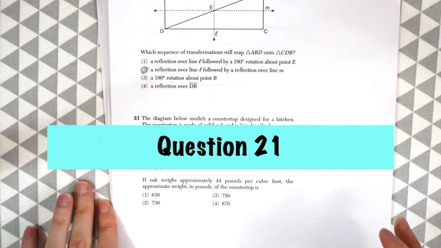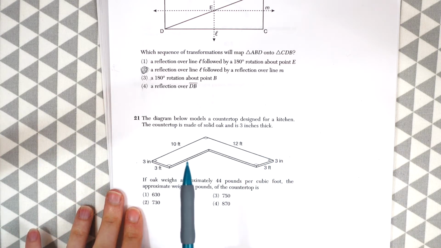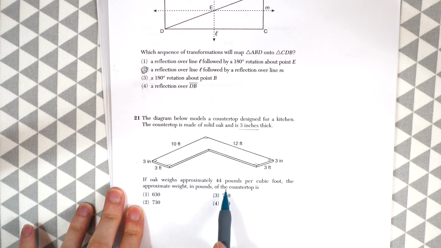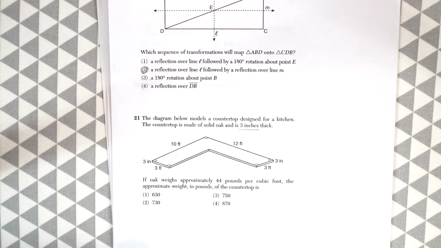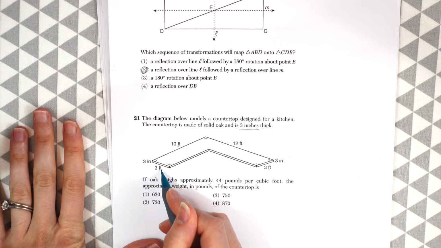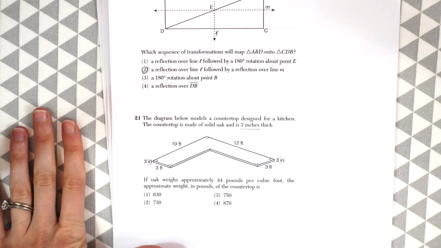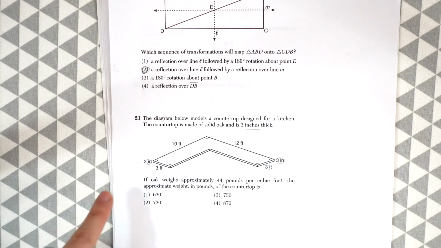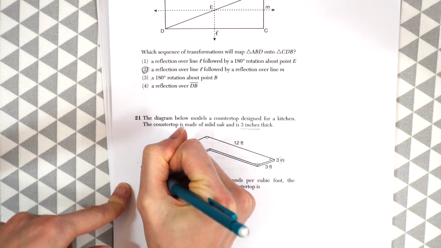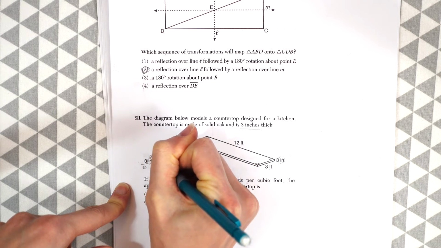Question 21. The diagram below models a countertop designed for a kitchen. The countertop is made of a solid oak and is 3 inches thick. If oak weighs approximately 44 pounds per cubic foot, the approximate weight in pounds of the countertop is. So notice before we do anything, just be careful of the units of measurement. So here we have feet, feet, feet, feet, and then we have inches over here and inches over here. So before we do anything, let's just convert the inches into feet. So there's 12 inches in 1 foot, so we can say that these are like 3 out of 12. So that's like 3/12 of a foot.